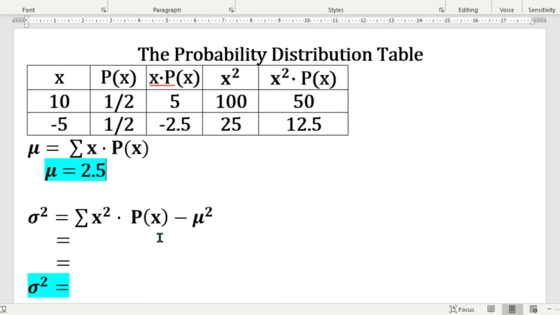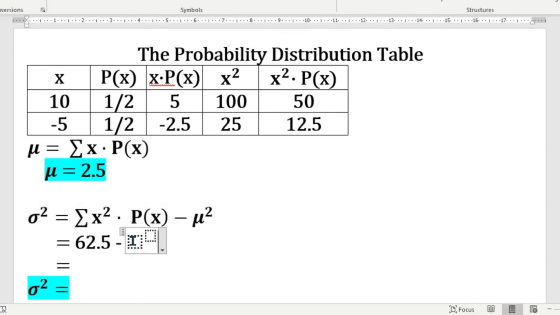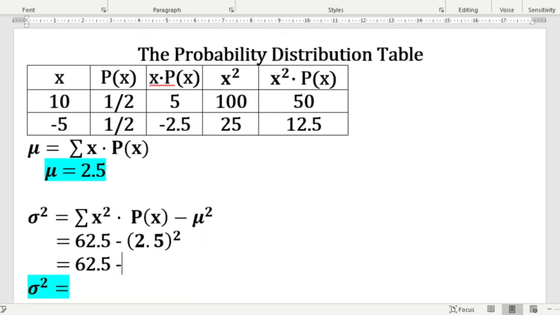We denote the variance as the difference between the summation of this column and the square of the mean. Thus, we need to add the values in this column. We have 50 plus 12.5 is 62.5, minus the square of the mean, and our mean here is 2.5 squared. Okay, and we have 2.5 squared is 6.25. Thus, we have the value of our variance, which is 56.25.